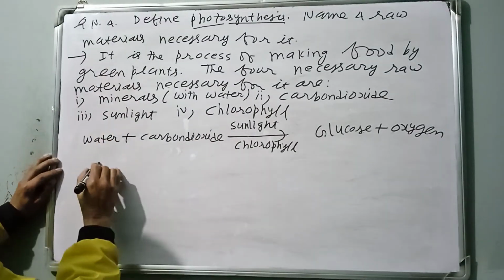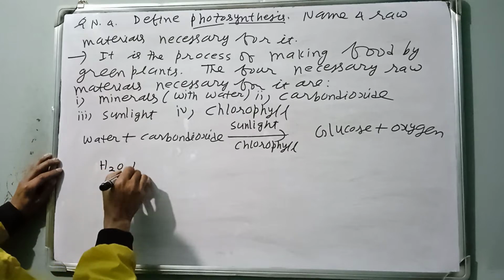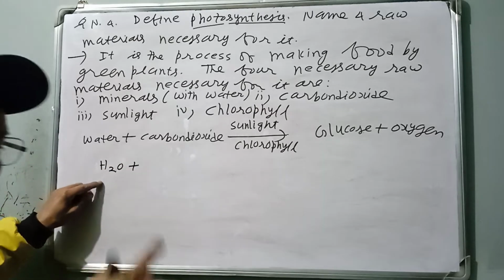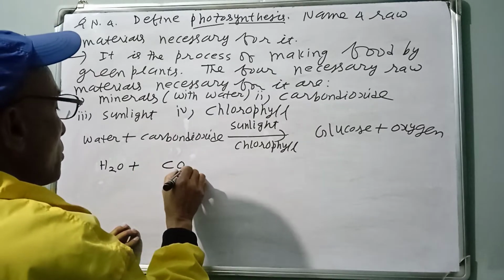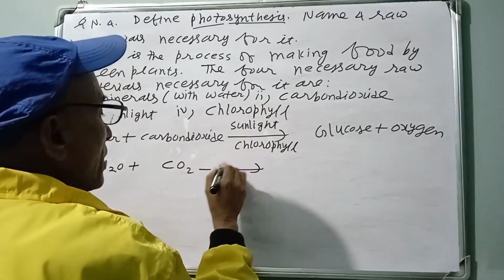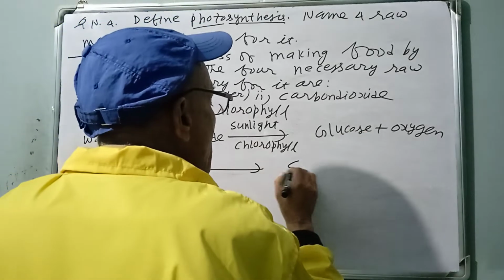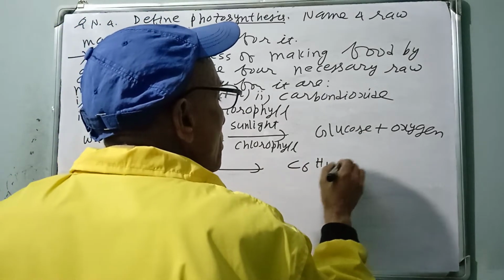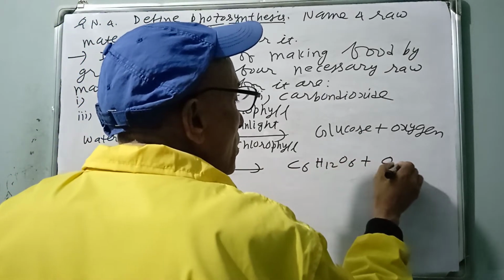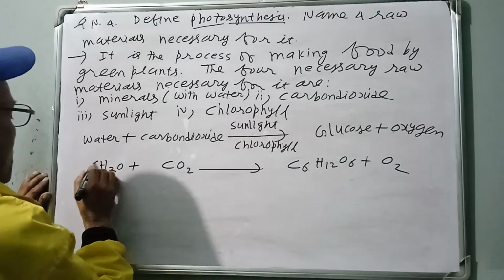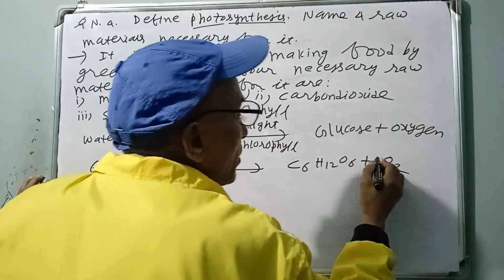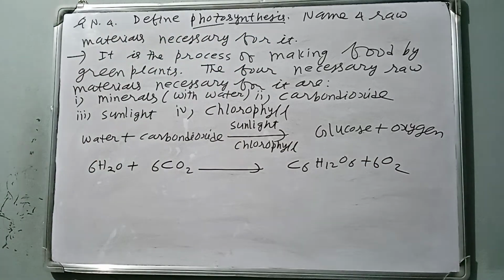Water, molecular formula H2O. It contains not only water but also minerals. Carbon dioxide, CO2, sunlight and chlorophyll are the same. Glucose is C6H12O6 plus oxygen O2. To balance, just have 6, 6 and 6. It is a balanced chemical equation.